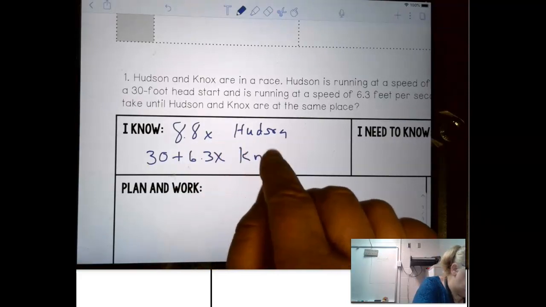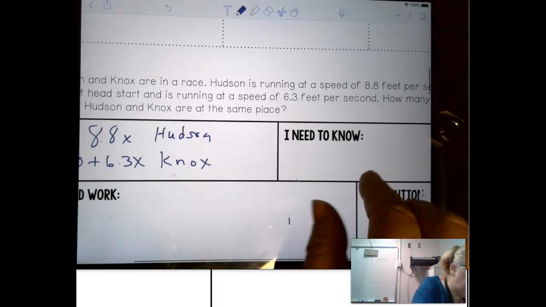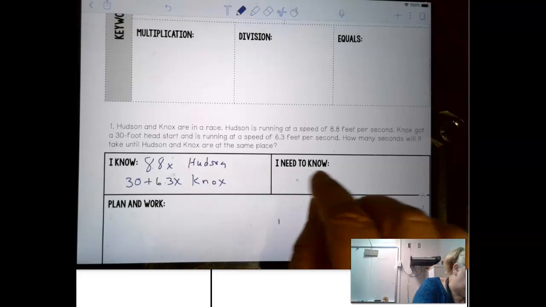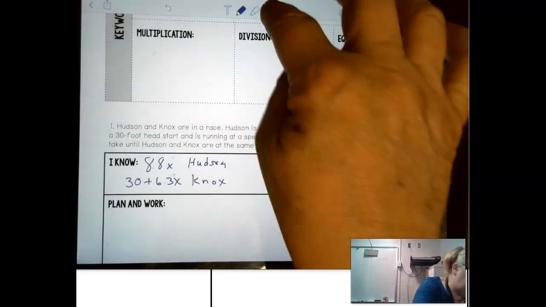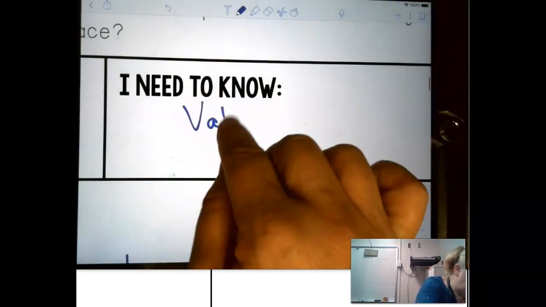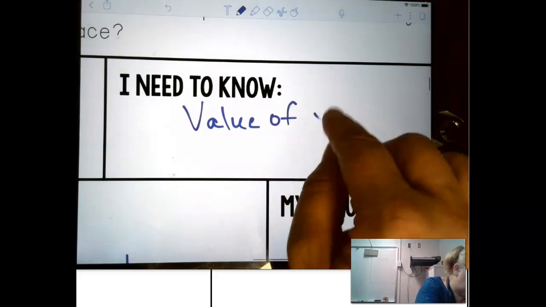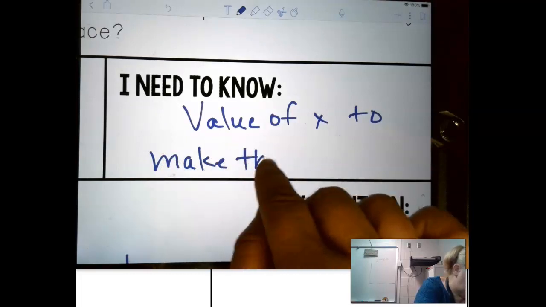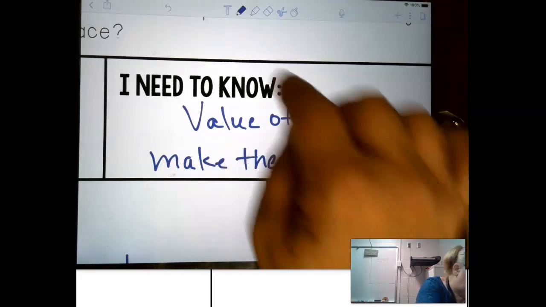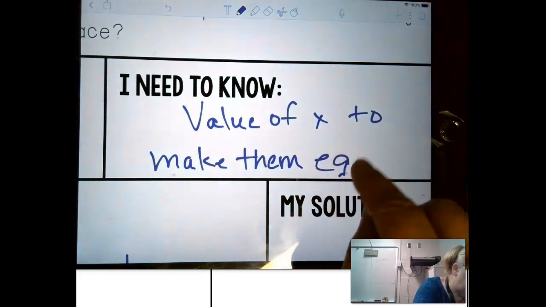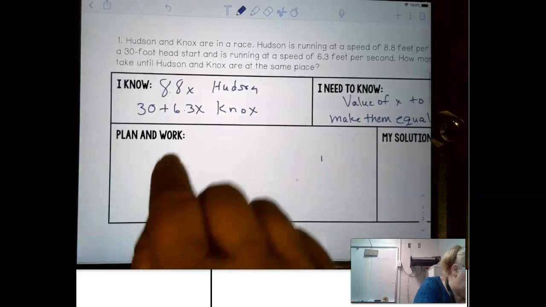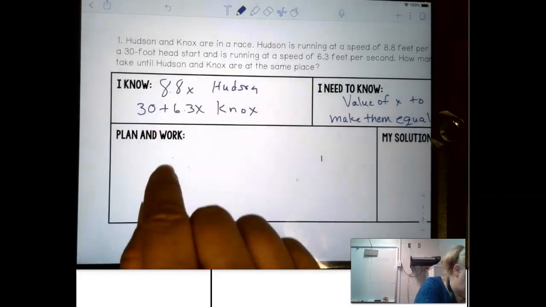Knox. What do I need to know? I need to know when are they equal. So the value of x to make them equal. So how am I going to do it? Well, I'm going to take this expression and set it equal to this one.